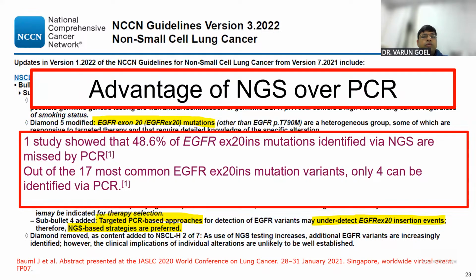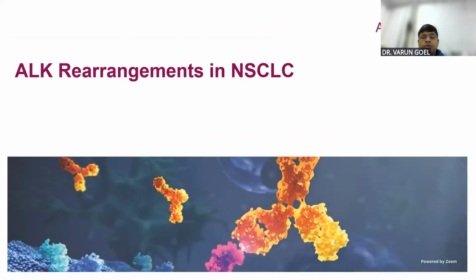Here also the advantage of NGS over PCR is there. One study showed that 48% of EGFR exon 20 insertion mutations were identified by NGS but missed by PCR. Out of the 17 most common EGFR exon 20 insertion mutations, only 4 can be identified via PCR. So many patients, if we go only for PCR and not NGS, we may lose, and it will be difficult for future reference if we do NGS later and then find that mutation. So it will be a big loss for us.